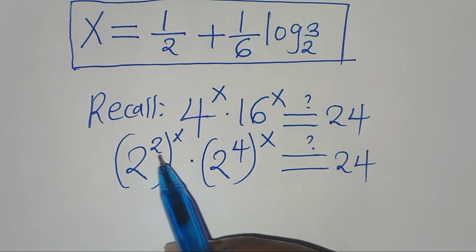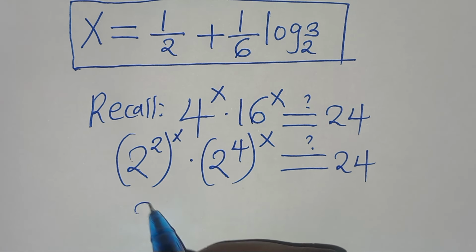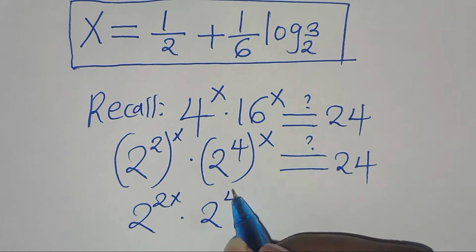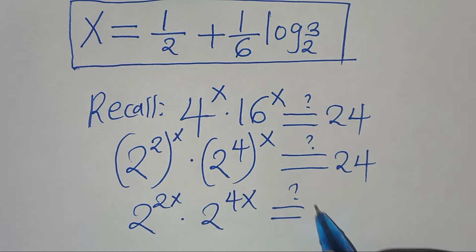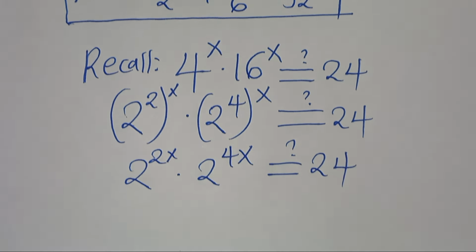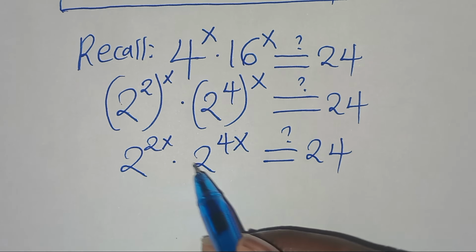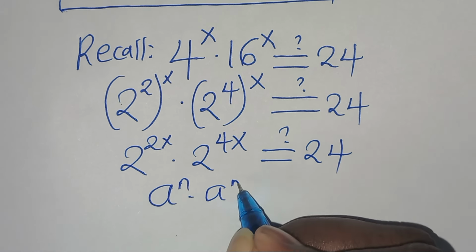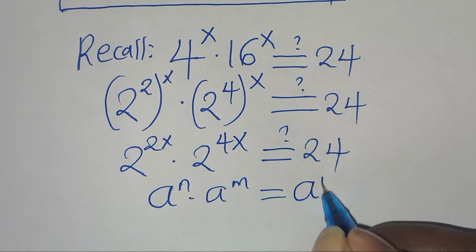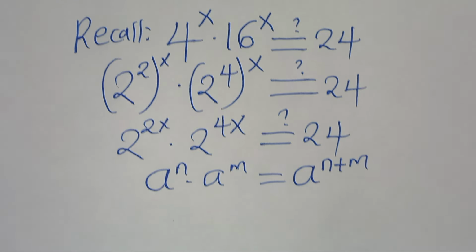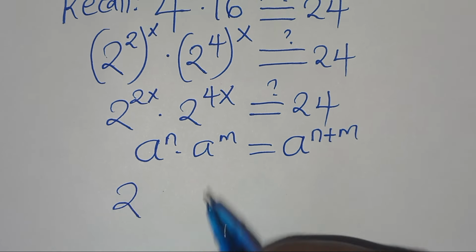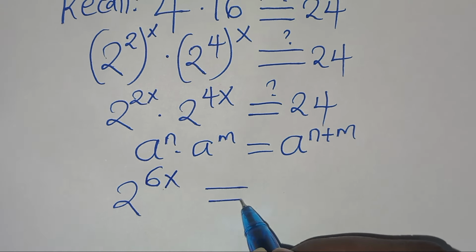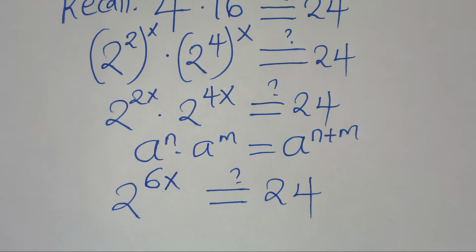So we can express 2 to the power of 2 raised to the power of x as 2 to the power of 2x, multiplied by 2 to the power of 4x. This should give us a value of 24. So now, here we have 2 to the power of 2x times 2 to the power of 4x. Since this is in the form of a to the power of n times a to the power of m, which we can express as a to the power of n plus m, we have 2 to the power of 2x plus 4x. This is 6x. This should give us a value of 24.